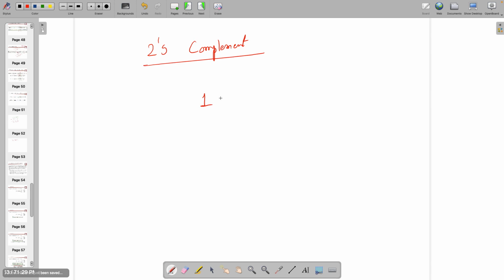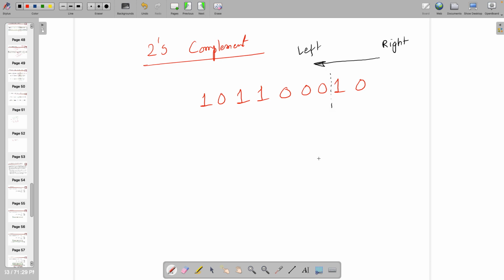Okay, so let's look at this. If there is a number like this, you have to start from the right side, going right to left, and find the first logic 1. Whenever you see the logic 1, stop there. Let's say in this case it's here. Copy that number as it is, and the rest of them, after finding the logic 1, you invert all of them.